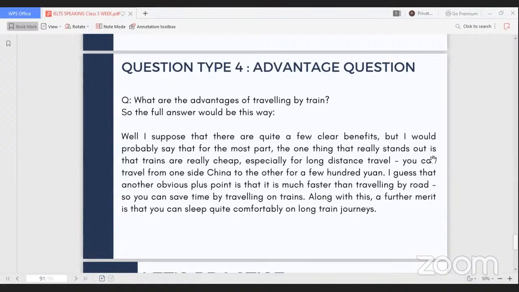Is two advantages normal? In the example he gave you three advantages, there's one more, right? Yeah, that's why I told you two is enough, but three is better.